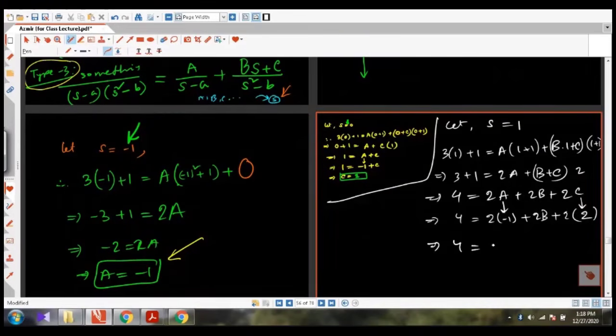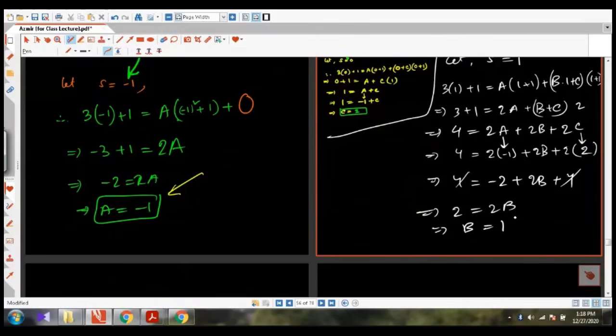So 4 equals -2 plus 2b plus 4. 4 can be cancelled. 2 equals 2b. So b equals 1. Finally, we have found all the constants a, c, and b.